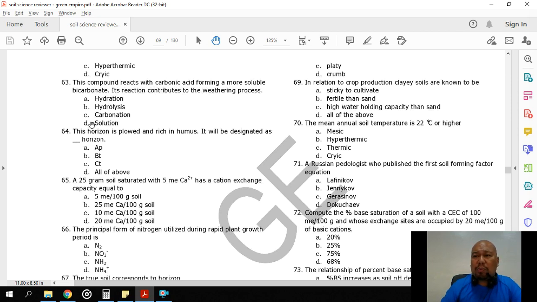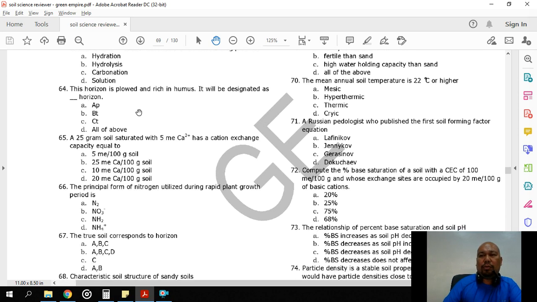Compound unya processes ang atong gihisgutan dinhi. Dili compound ang choices nga gihatag, but the question asks for a compound. So I really don't know the answer, but carbonic acid is a mild acid, that's water plus CO2, just like the same acid that you can find in soda or kanang soft drinks like Coke or Pepsi, forming a more soluble bicarbonate. Its reaction contributes to, I think that is carbonation would be the likely answer. Okay, but I don't know the answer, to be honest.